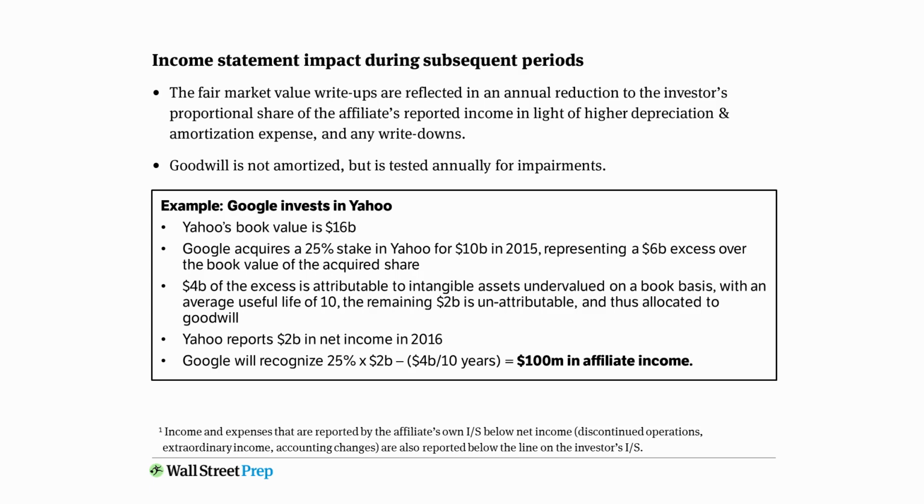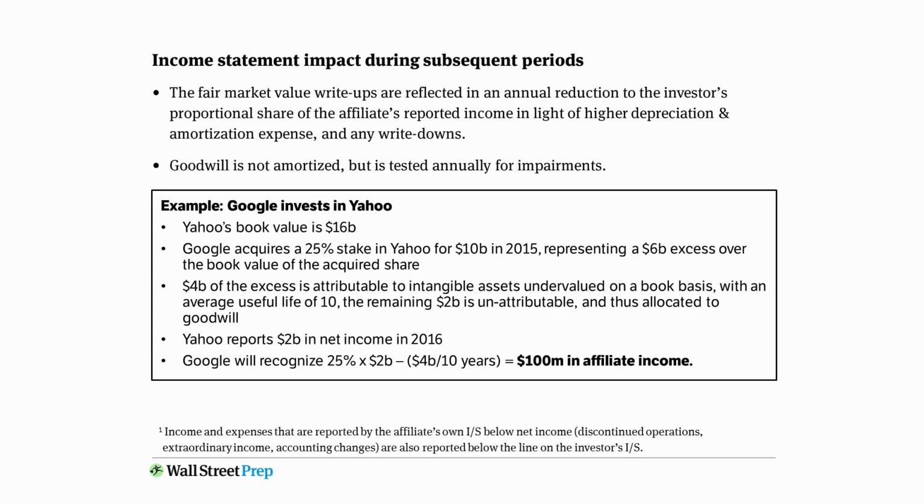Let's say the remaining $2 billion of that $6 billion excess is unattributable to individual assets, and thus allocated to goodwill. That's what has to happen. If you can't allocate any excess of the purchase price to any individual assets, you have to allocate it to goodwill. And of course, goodwill isn't amortized, unlike the intangible assets in this example. Let's also note that Yahoo reports $2 billion in net income in 2016, the year after this investment initially takes place.